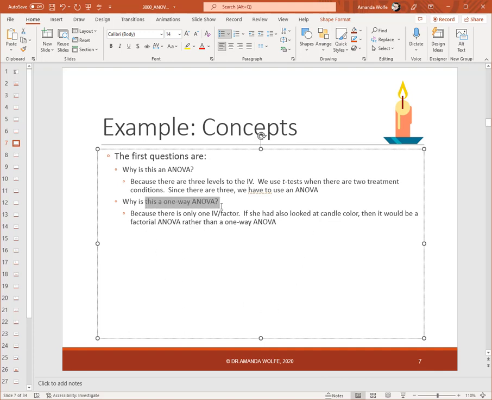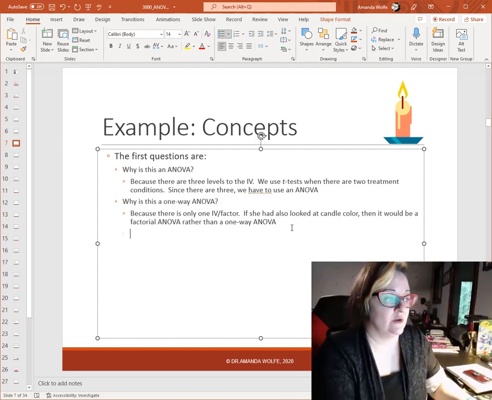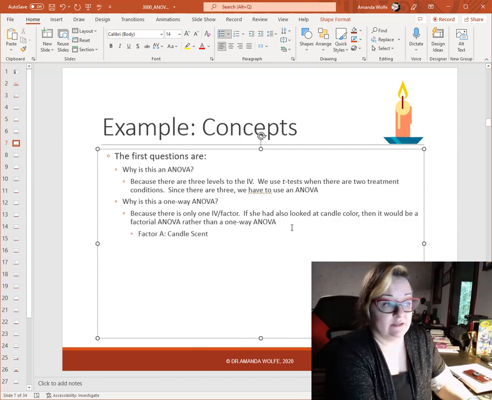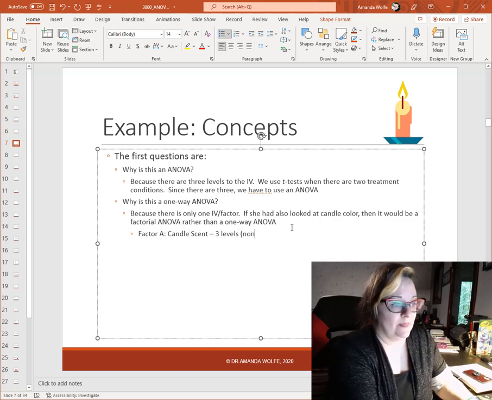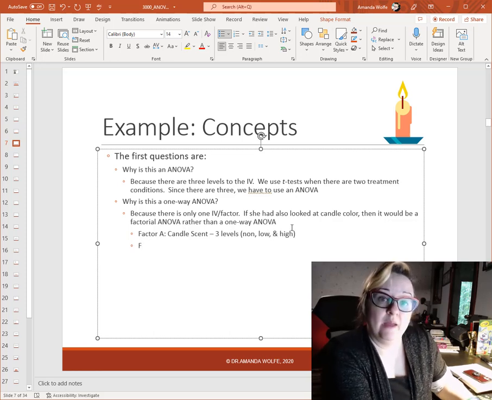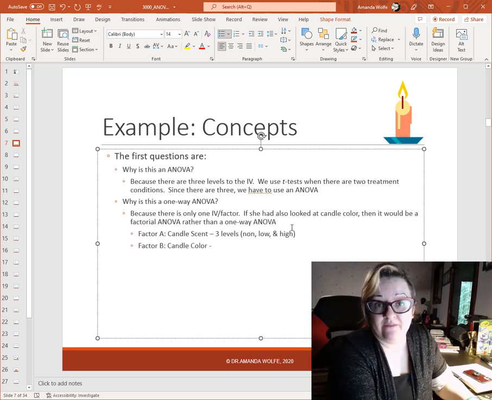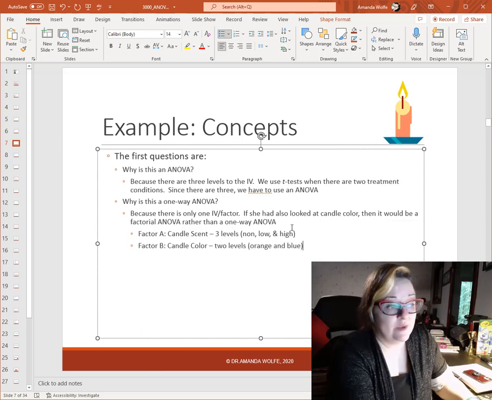I also know it's specifically a one-way ANOVA because there's only one factor. What I give you as an example here is, what if we also looked at color? So if instead we had factor A as the candle scent with the 3 levels of non, low, and high, and we added to that factor B, perhaps a candle color, and we gave that 2 levels, maybe orange and blue. If we had that, then that would be a factorial ANOVA.